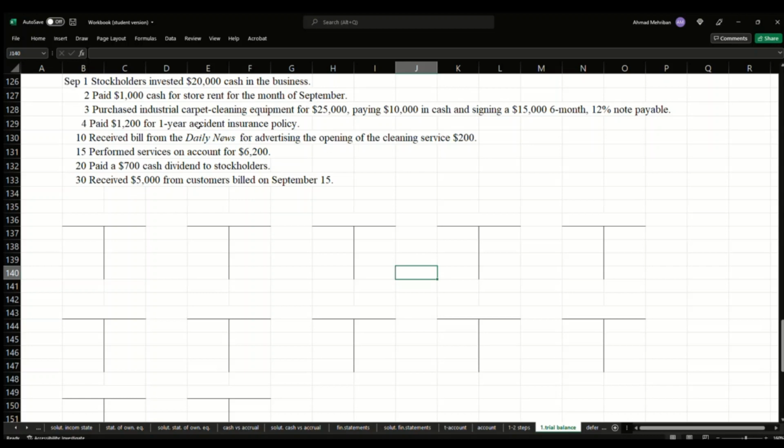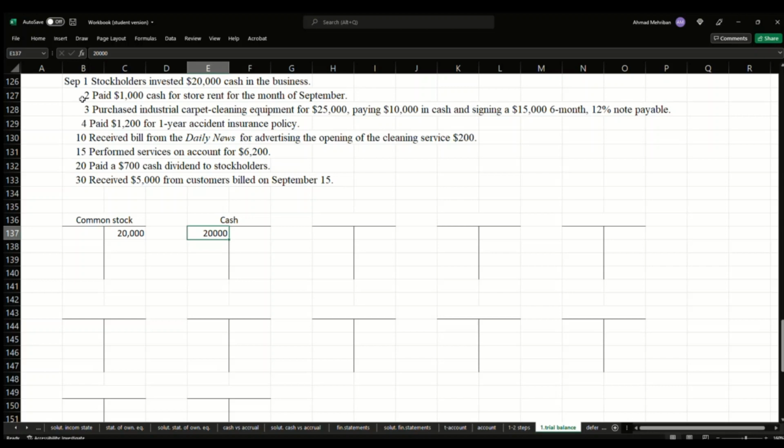The first transaction says stockholders invested 20,000 cash in the business. Common stock increases through credit. That's 20,000. So we sold common stock. Now we received cash in exchange, and cash increases through debit, so 20,000 there.